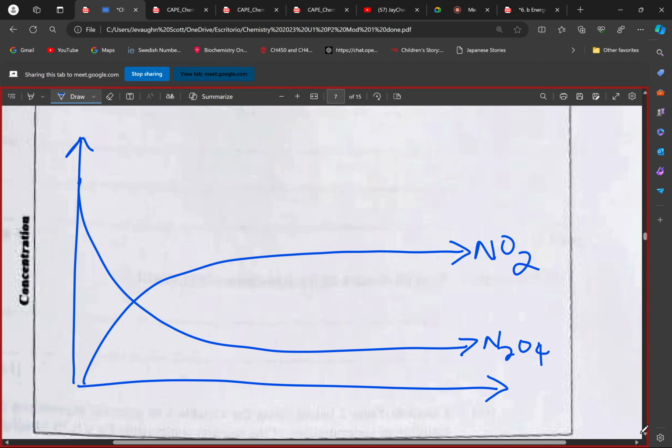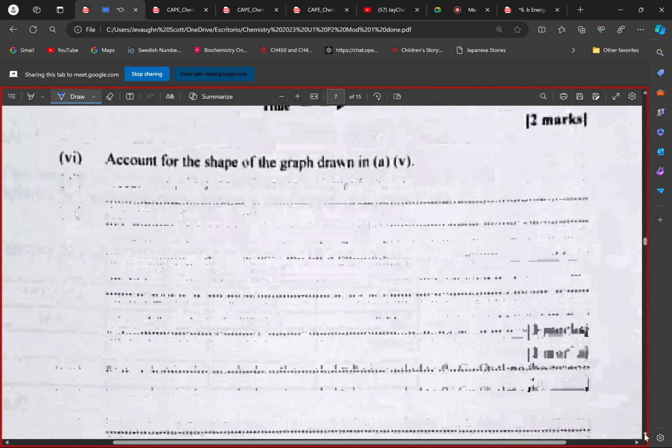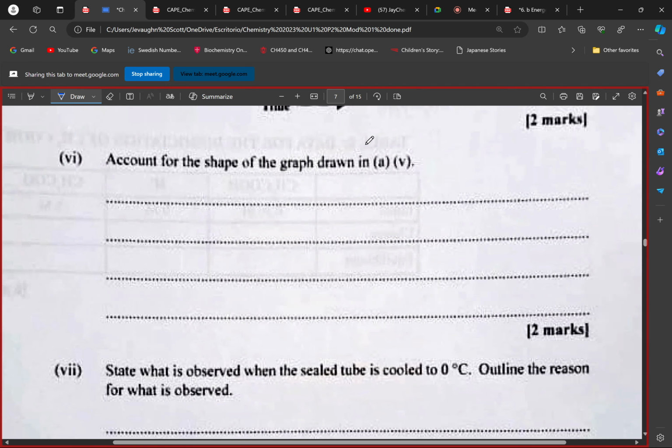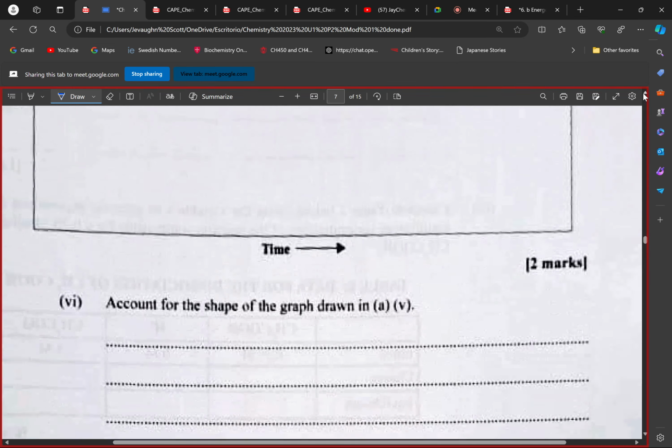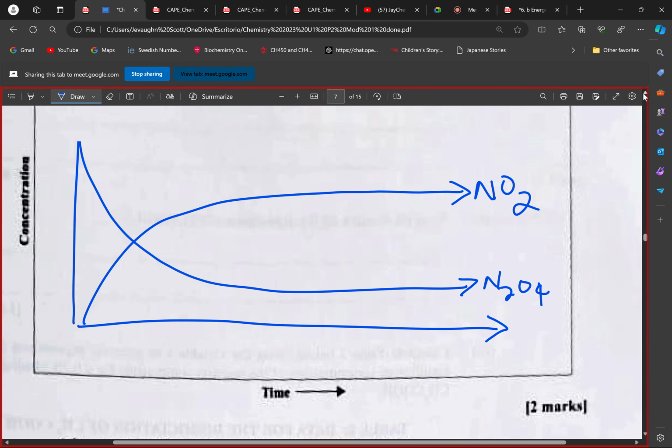We're moving on now, yes? Or are there any questions? Okay, all right, moving on. Account for the shape of the graph drawn. So with the graph, what's happening? With this line here, the NO2, well, let's not talk about NO2 yet.